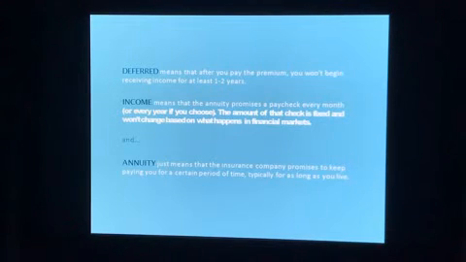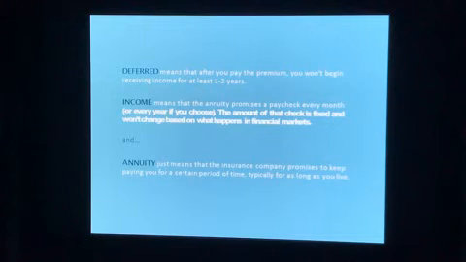Income. It means that the annuity promises a payback every month or every year or every quarter, whatever will be your case or whatever you choose. The amount of that check is fixed and will not change based on what happens in the financial market. So you need to identify how much money you want in future, as equal monthly payments, equal quarterly payments or annual payments according to your requirement, and this amount will remain fixed for a specific time period.